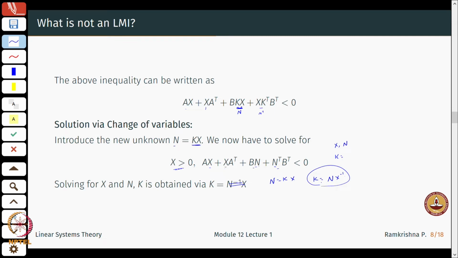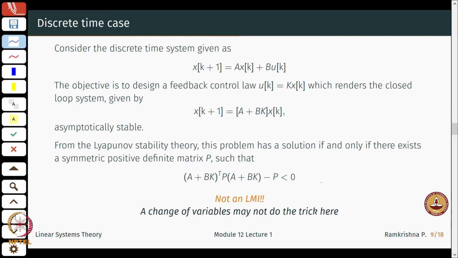Okay, so now let's see what happens in the discrete time case. So if I go to the discrete time case, I have a system like x k plus 1 is A x k plus B u k, where the objective again is to design a control law u k is K times x k, such that the closed loop system is asymptotically stable. Again, I just dropped the minus here for some obvious reasons. Now, again, without loss of any generality.